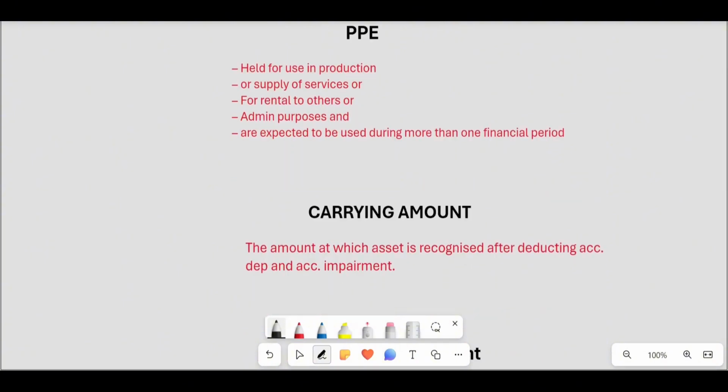So before we can do an example, we need to first understand the principles of PPE, right? So we need to understand what a carrying amount is. Basically, the carrying amount is the amount at which an asset is recognized after deducting accumulated depreciation and accumulated impairment. Then you'll find your carrying amount. You understand? So it is basically cost minus accumulated depreciation minus accumulated impairment, which will give you your carrying amount.